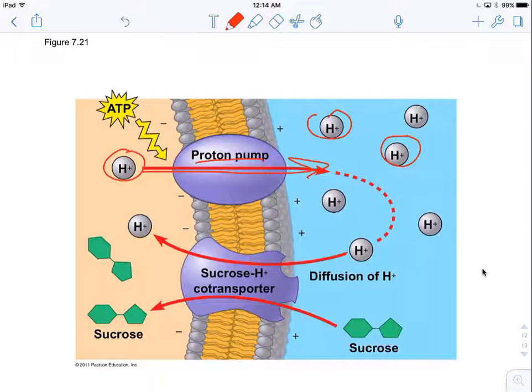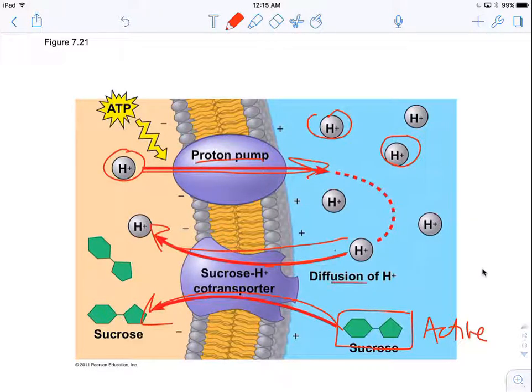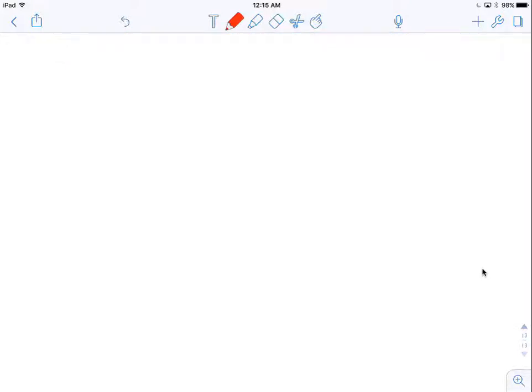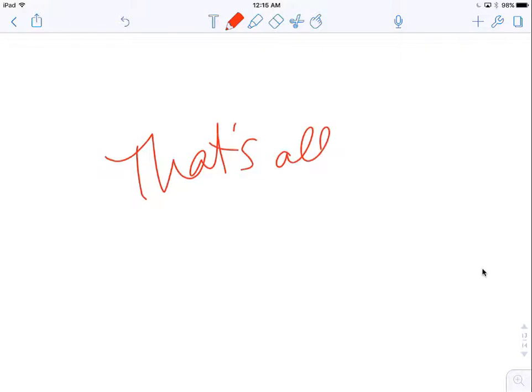And then the diffusion of hydrogen back into the cell is going to release energy from the gradient. And that energy is going to be used to transport sucrose across the membrane. Again, this is active transport of sucrose. And again, this is diffusion, so that's passive diffusion of the hydrogen. So this passive diffusion of hydrogen ions back in releases energy from the gradient, and that energy is used to transport sucrose back in. And we call this the sucrose-hydrogen co-transporter. And you see sucrose doesn't cross the membrane because it's polar. Okay, it's a sugar. All right, and that's it for active transport.